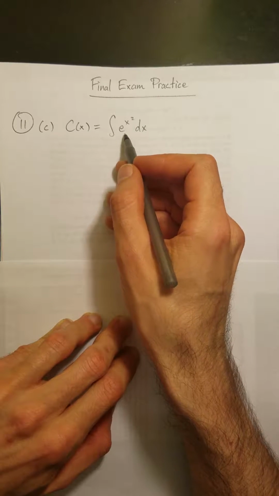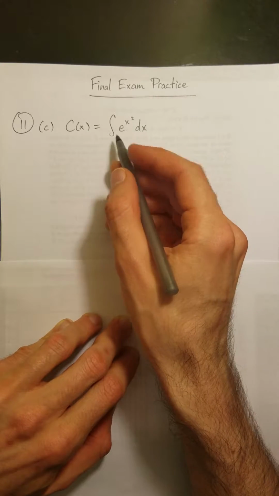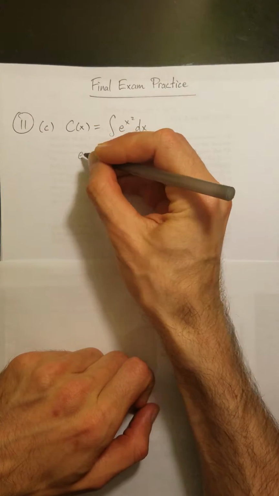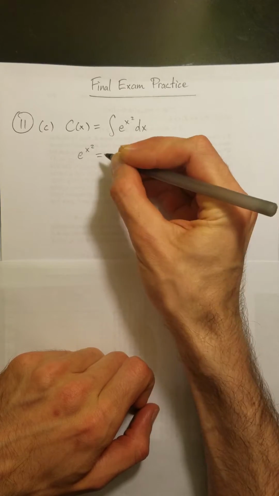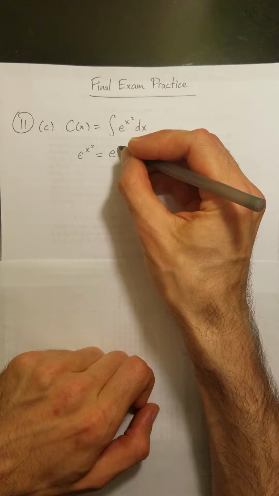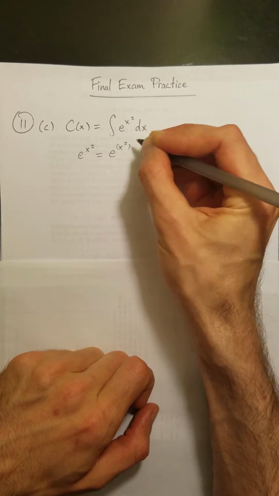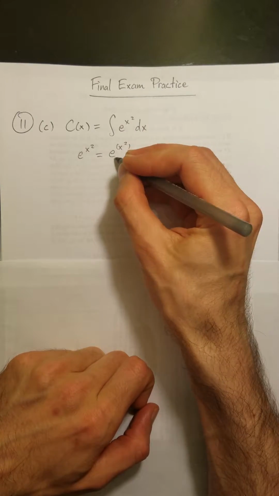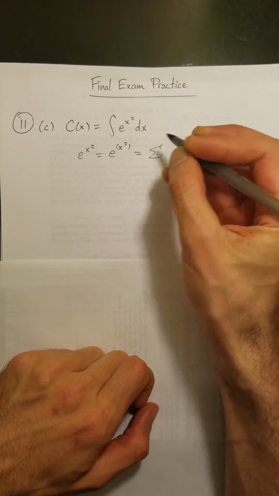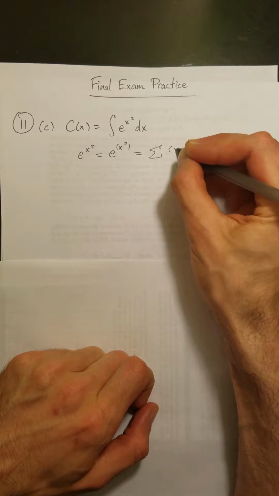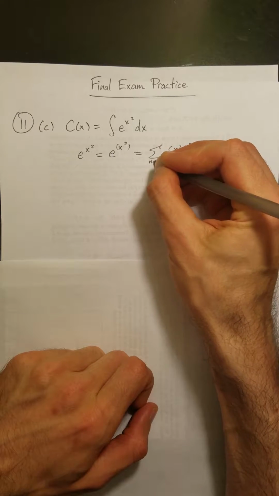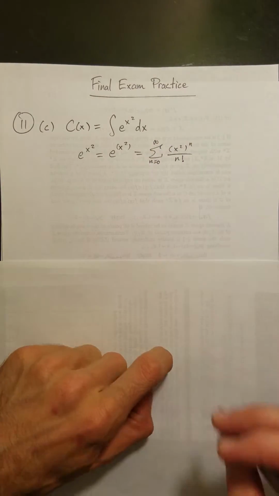So if we can find the power series representation for the function itself first, then we can write the power series representation for the integral. So we first write a power series for e to the power x squared. And so what we notice is that this is e with x squared as its power. And so we can use the power series representation for e to the power x. And this is just whatever the input is to the power n divided by n factorial. And we go from n equals 0 to infinity.